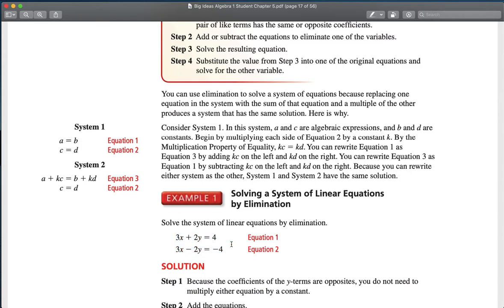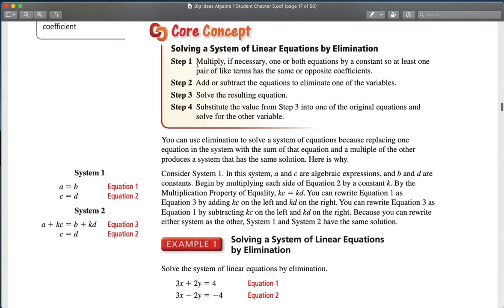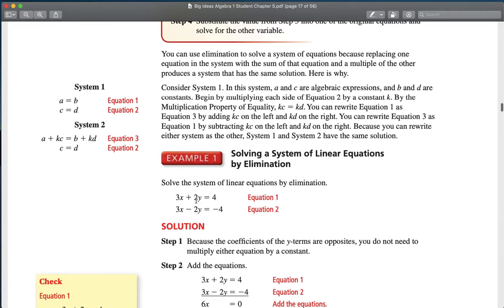So in the previous lesson you learned how to do substitution. Today you're going to eliminate. Now how does this work? Well, Step 1 of the process says to multiply, if necessary, one or both equations by a constant, right? Constants are examples like 1, 2, 3, 4, -1, -2, -3, anything that you can think about. So that at least one of the pair of like terms has the same or opposite coefficient. So let's talk about that.